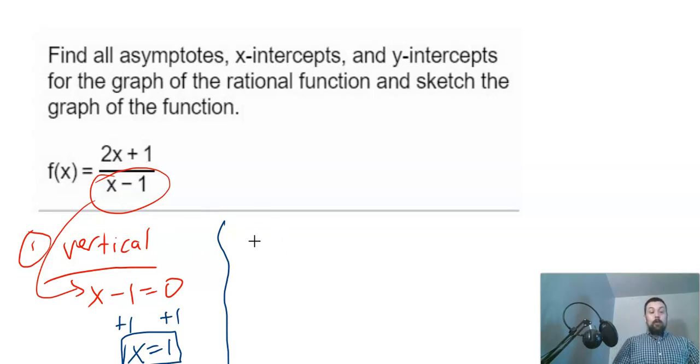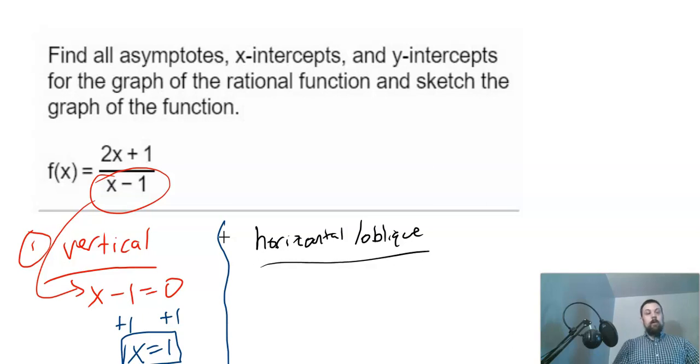All right, now for the second type of asymptote, horizontal or oblique, again, there's a shortcut this time that we could use because the degree on top is 1 and the degree on the bottom is 1.